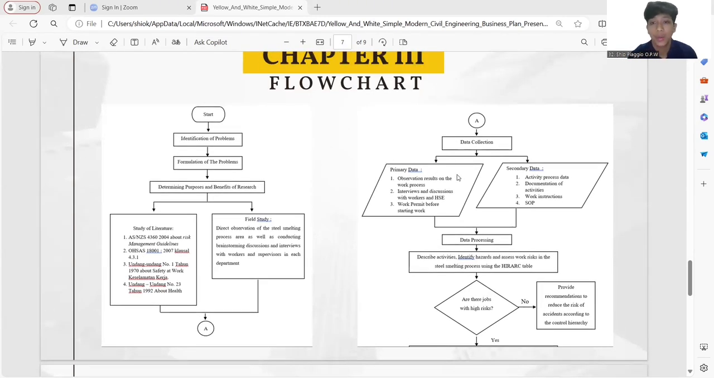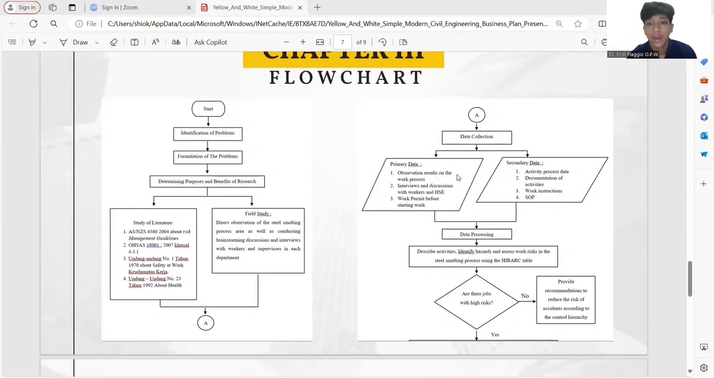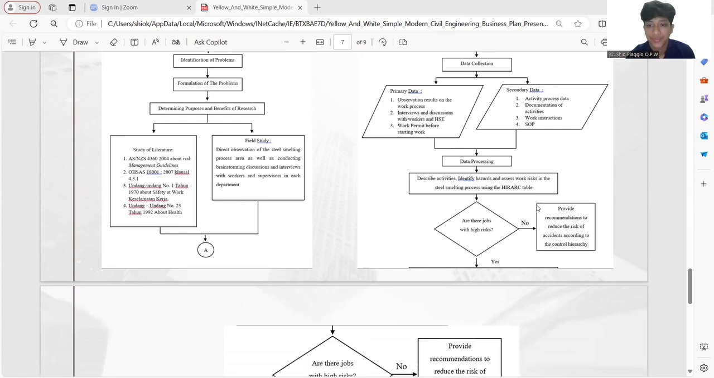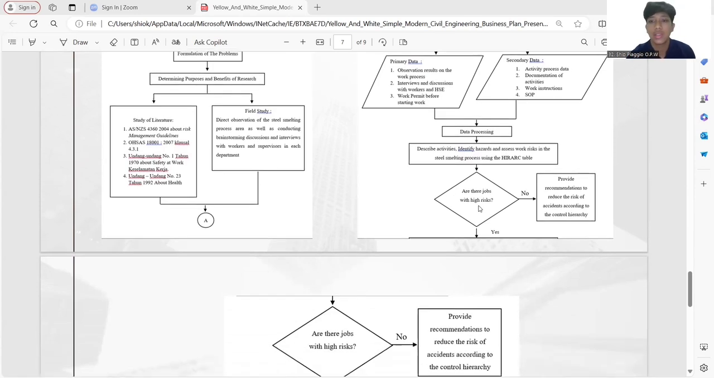Again divided into two, primary data and secondary data. In primary data, we use observation results, interviews, and discussion with HSE in the company, and work permits. And the secondary data, as you can see, is the activity process up to the SOP. And data processing: identify hazards and assess work risk in the process using the HIRC table.